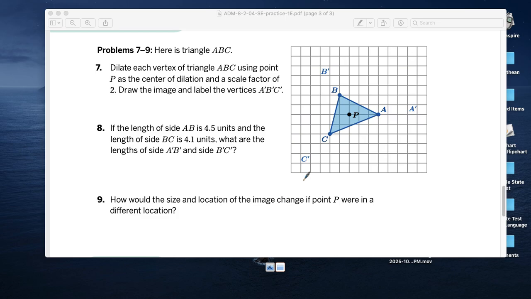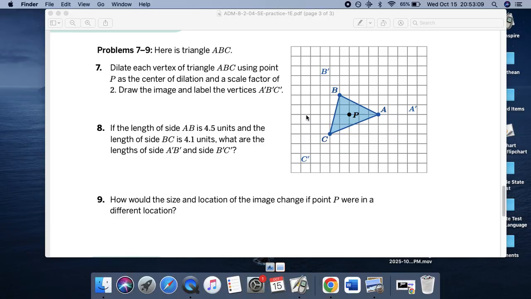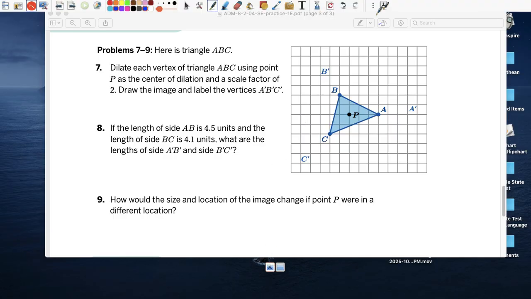Well, let me go back to this. No. So what if point P was in a different location? How would the size and location of the image change at point P?